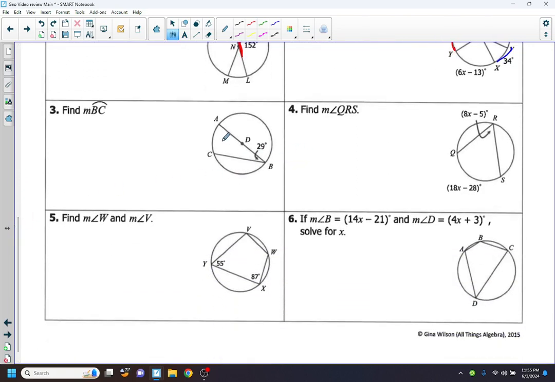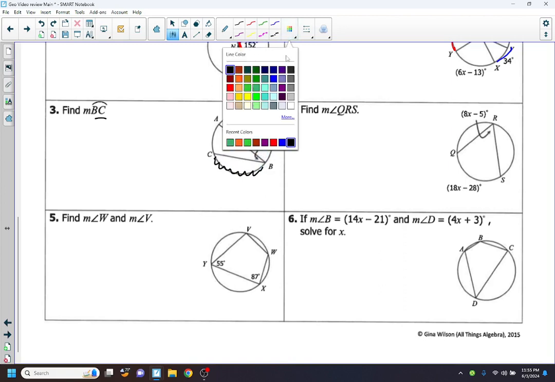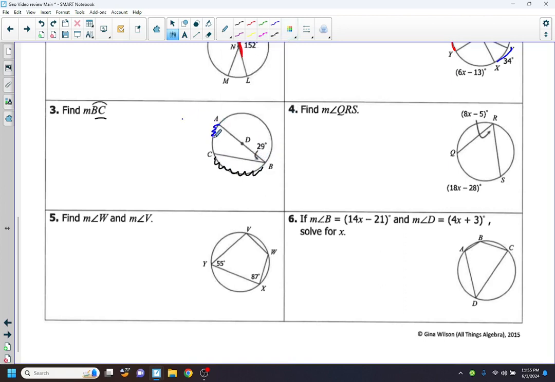Find arc BC. So in this case, BC is this arc here. If I know this is 29 and it's at the edge of a circle, then I know this arc over here, this is 29, this should be doubled. So this is going to be 58. Because this line is going through the center, I know this is half a circle right here. Since half a circle is 180, 180 minus 58 will give me 122. So your answer for this one is 122.